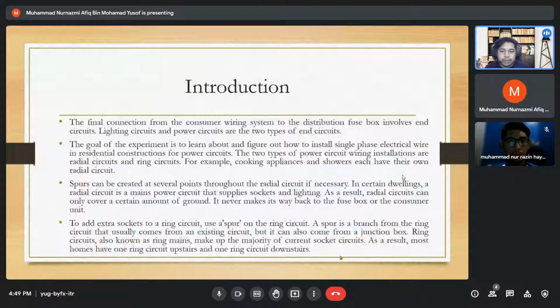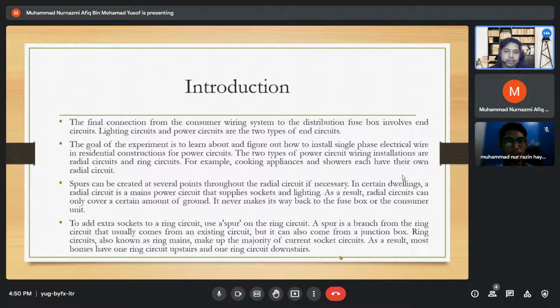So I will present the introduction. First, the final connection from the consumer wiring system to the distribution fuse box involves final circuits. Lighting circuit and power circuit are the two types of final circuit. The goal of the experiment is to learn how to install single phase electric wiring in residential construction for power circuits. The two types of power circuit wiring installation are radial circuit and ring circuit.